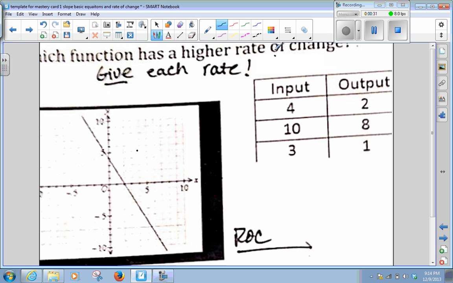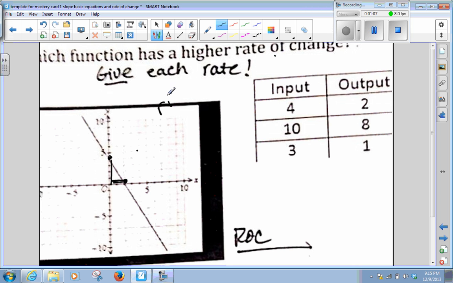Number 1 asks us to find between the table and the graph, which one has a higher rate of change. And I specifically said, do not just say one or the other. Make sure you give each rate of change. I'm going to start here with the graph just because I find it a little bit easier. So I picked 2 points on my graph that kind of hit in a corner. I picked one right there at the 4 and right there at the 2. And then I drew a little imaginary triangle. Whoops, didn't do that very straight. To see how far I had to come down and how far I had to go over.